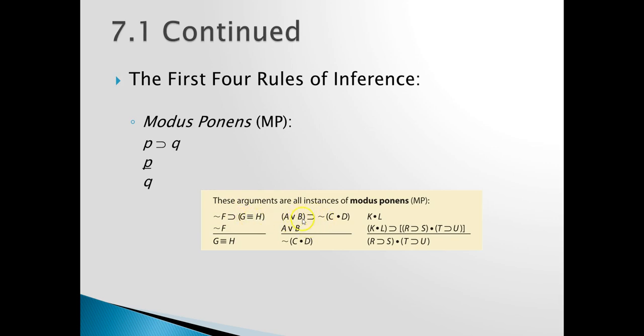Same thing here. I've got this complicated conditional that says if A or B, then it follows that not both C and D. And on another line in the argument, I have A or B. Therefore, it follows the consequent, the second part, not both C and D. So you're kind of just following the arrow. Once you get the part in front of the arrow, you can conclude whatever the second part is as a new line in the proof.